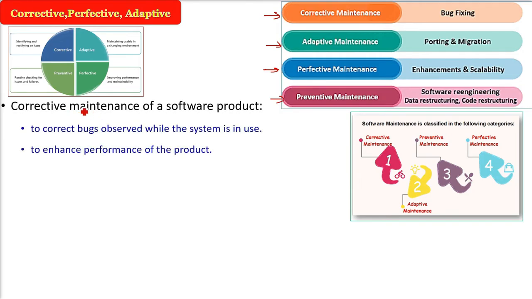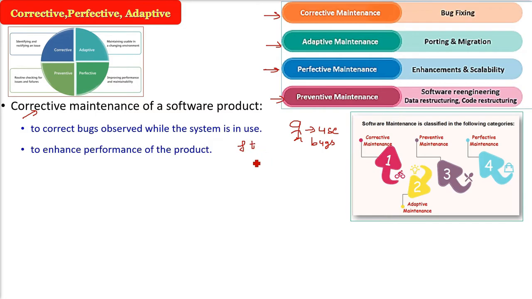Corrective maintenance is all about bug fixing. Corrective means to correct it. That means something is wrong. If something is wrong, you need to correct it. If you deliver the software to the user, now users start using it. The user observed that, oh, there are certain problems here. So he'll come back to you. He'll say, oh, I'm facing a problem here. Now you will fix the bugs.